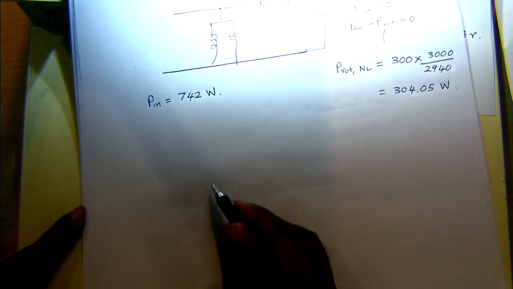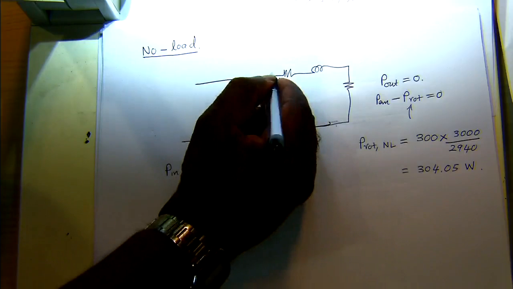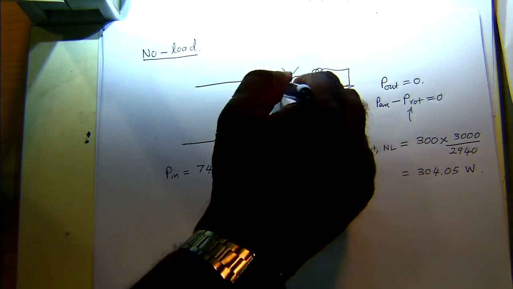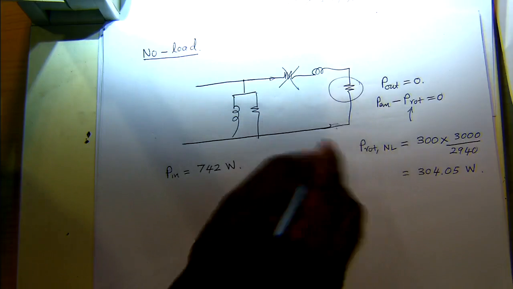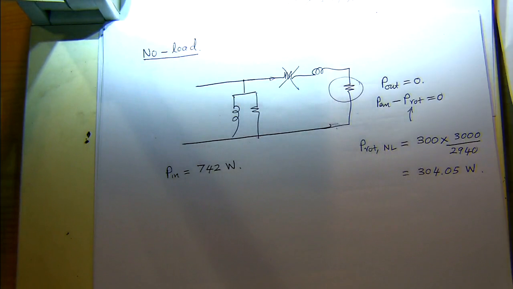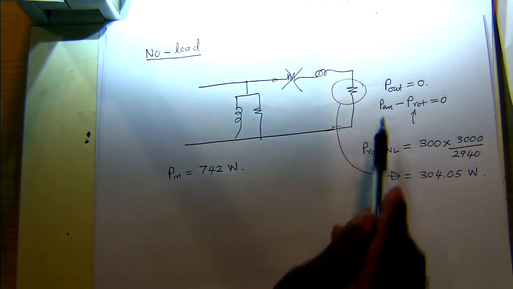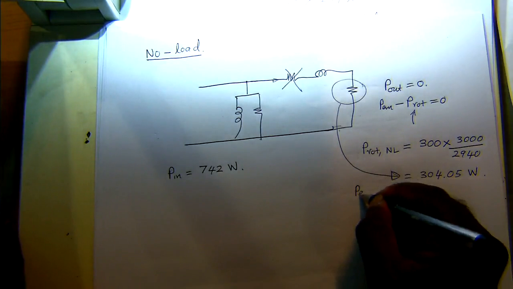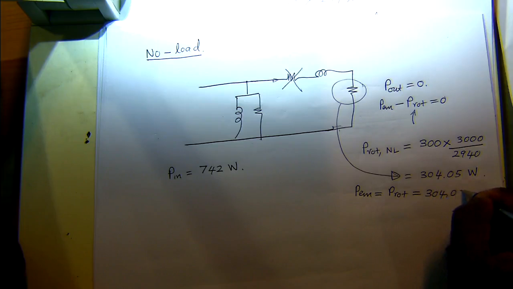So if you look at the power consumed in this circuit, the current in this branch is really small, so we can neglect the power losses in this element. But the power in this element is this value. Not losses, it's the power being transferred to the mechanical domain. That's this value here. So PEM equals P rotational losses at no load conditions. So here PEM is equal to P rotational losses, which is 304.05 watt.